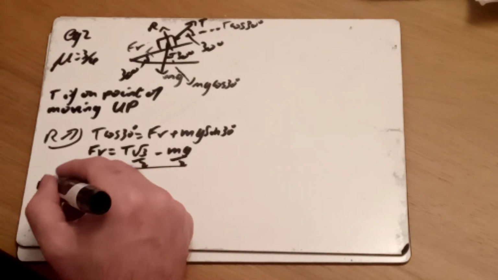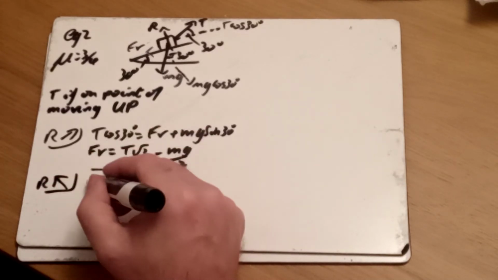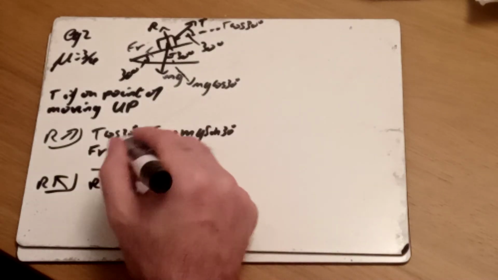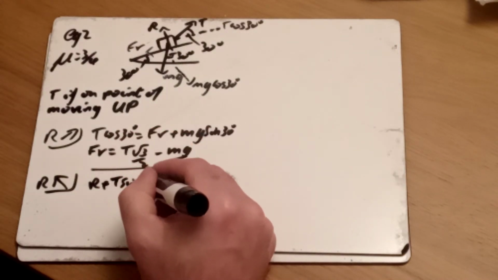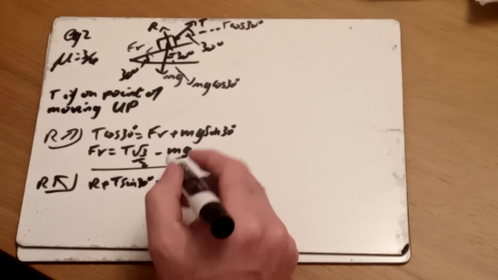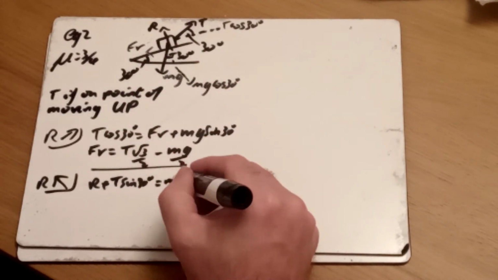There. I'm going to resolve perpendicular to the plane to get R plus T. Well, if that's T cos 30, this will be T sine 30. And that will equal no friction component, but there is a weight component, mg cos 30.